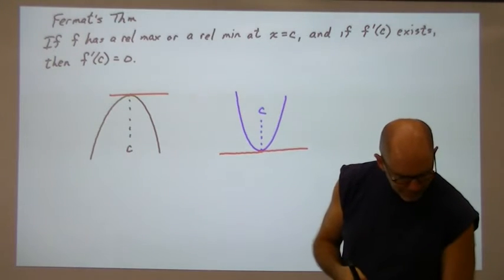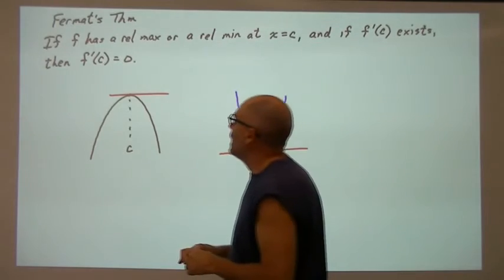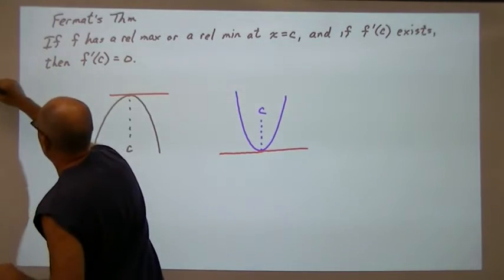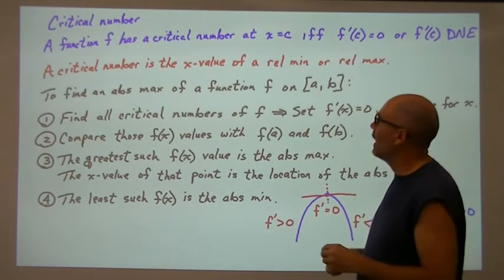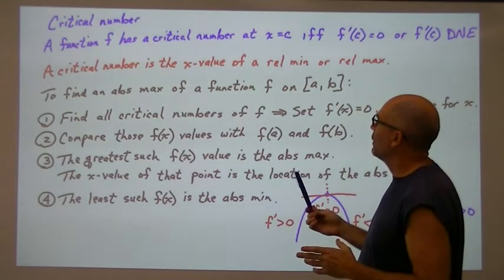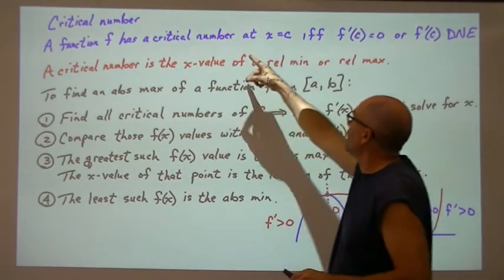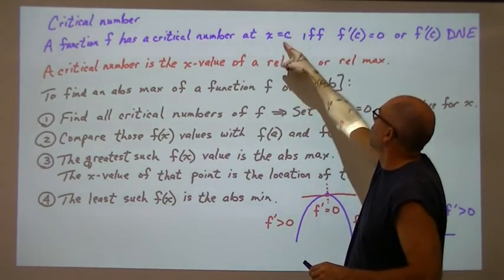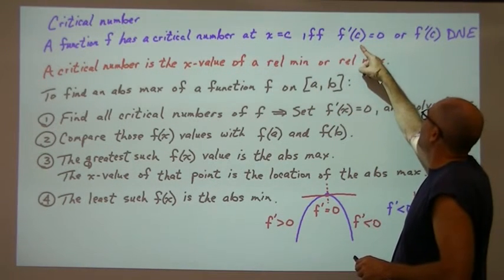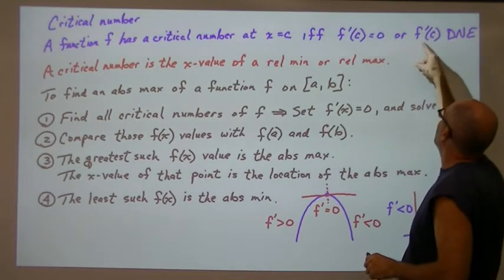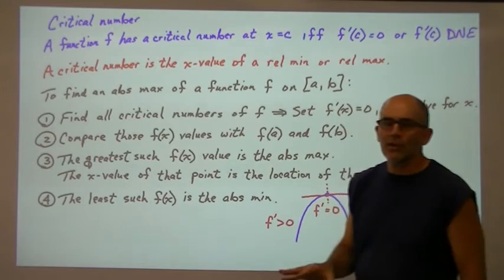Okay. Now, next, we're going to talk about critical numbers. A critical number, let's put it like this, a function f has a critical number at some x value if and only if f prime of c equals 0 or f prime of c does not exist. That's what a critical number is.